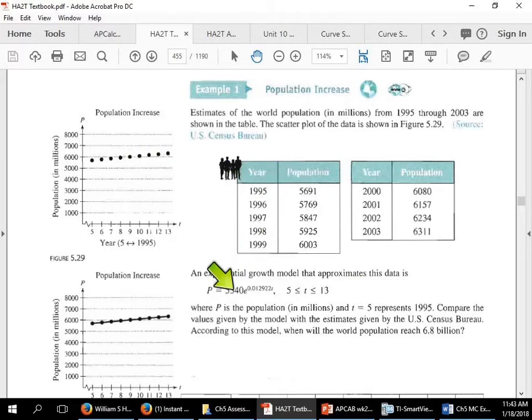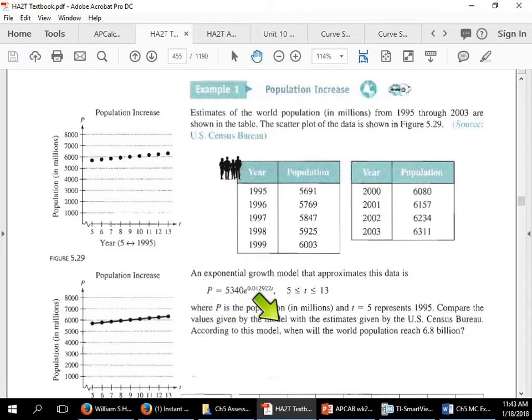Okay. I guess if I wanted to try it, I have a calculator. I would take 5, which represents 1995, and plug it into this and see if I get a number really, really close to that. It might not be exact, but it should be really, really close. All right, but that's not the answer to the problem.